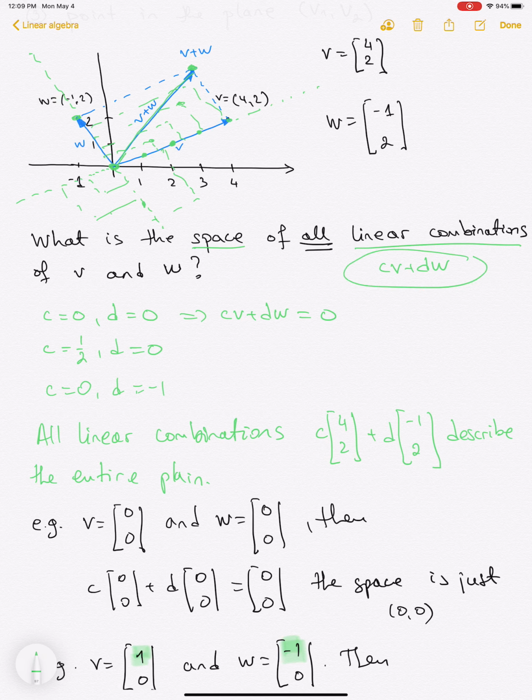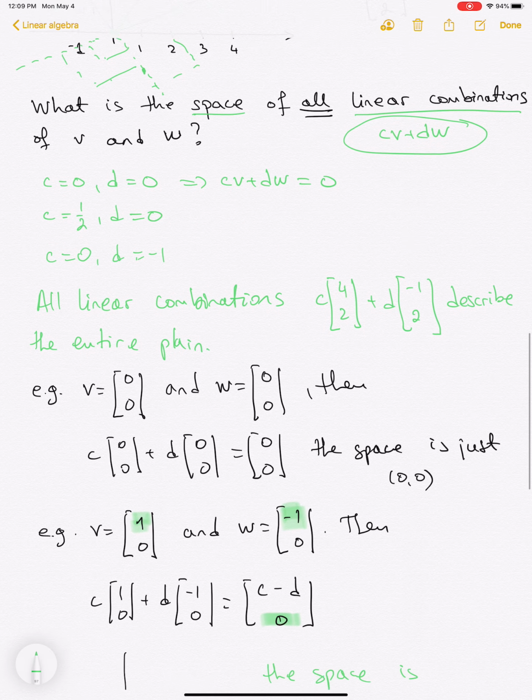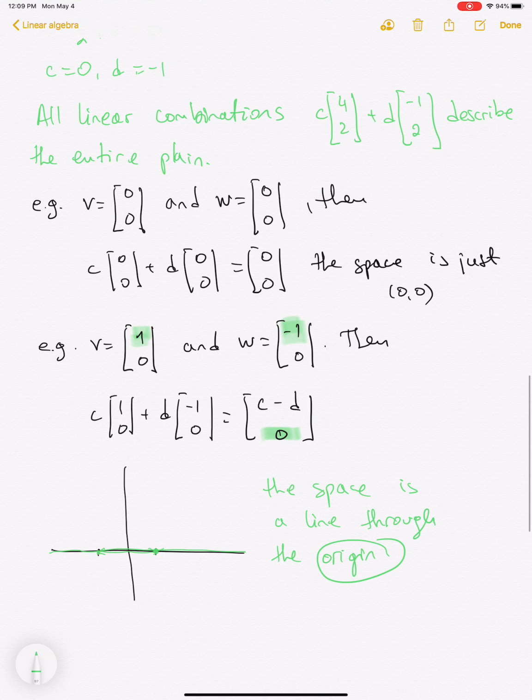Why is that? Because when you look at the expression CV plus DW, you can always choose C and D to be 0. So no matter the answer, whether you get a line or you get the 2D space or you get the 1D space, the 1D space actually is the origin. So you could either get the origin, you could get a line, or you can get the entire 2D space when you're working with 2D vectors.